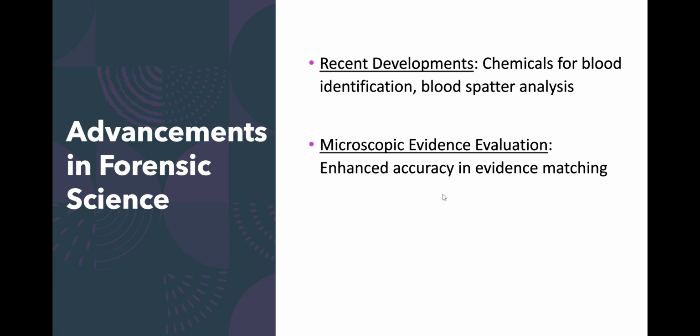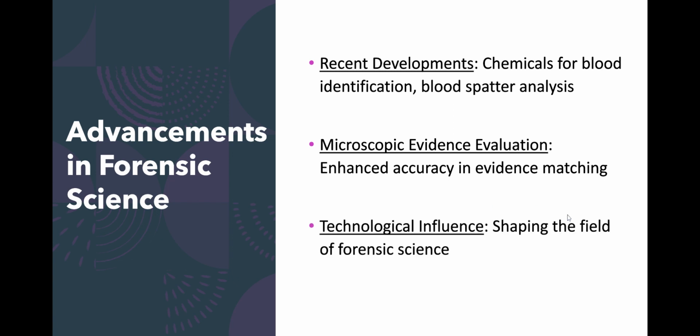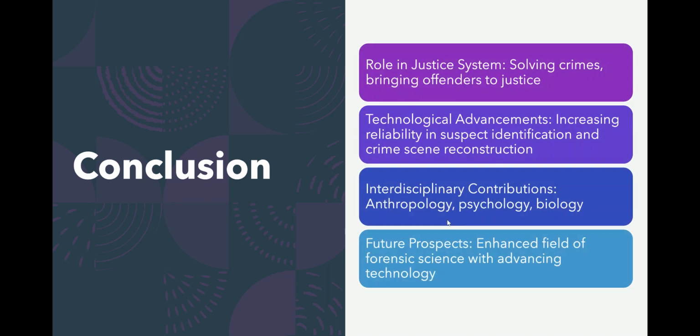There's also been microscopic advancements. So matching bullets or torn pieces of tape have become more refined and accurate. You can look at the markings on bullets under a microscope and more accurately match it to a particular gun. And there's just been ongoing development of new technologies in general that, again, help make the findings more accurate as investigators do their work.